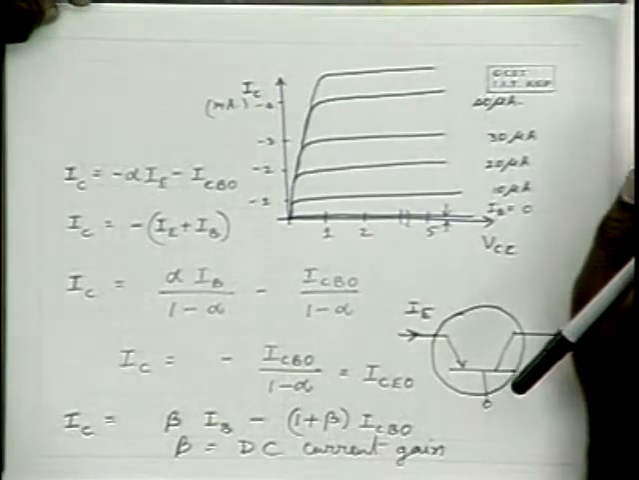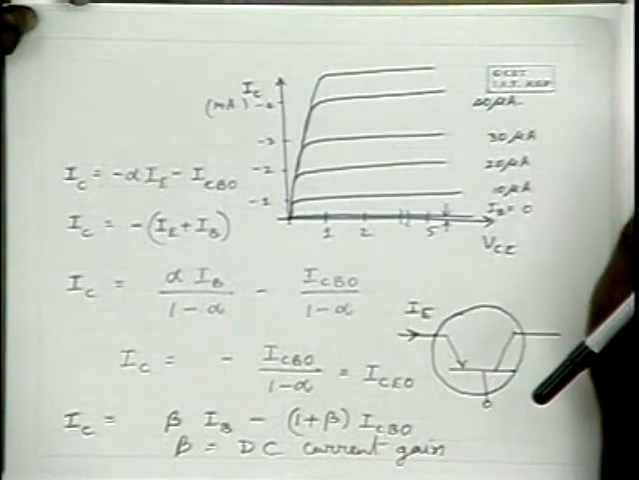And what is its magnitude? When alpha is 0.99, it is of the order of 100, or 99. It is 99. Therefore, the DC current gain is very large in the case of the common emitter configuration.